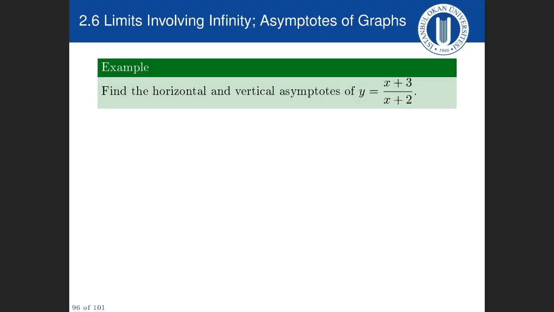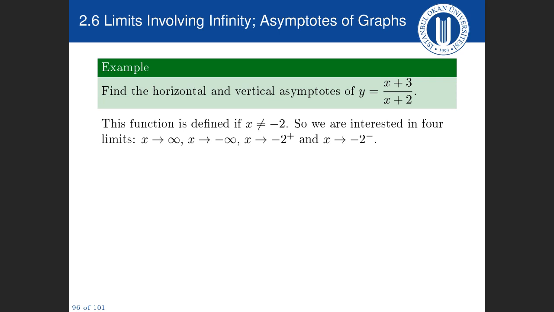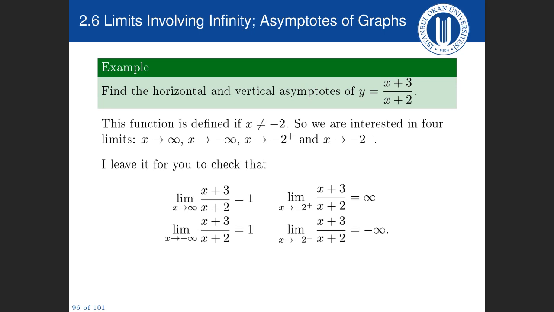So, for example, find the horizontal and vertical asymptotes of y is equal to x plus 3 divided by x plus 2. This function is defined if x is not equal to minus 2. So that means we're interested in 4 limits. The limit as x tends to infinity, the limit as x tends to minus infinity, the limit as x tends to minus 2 from the right, and the limit as x tends to minus 2 from the left. I'm going to leave it for you to check these 4.